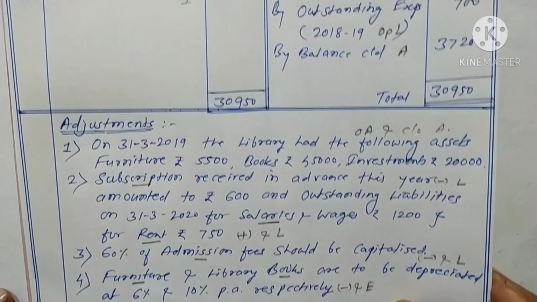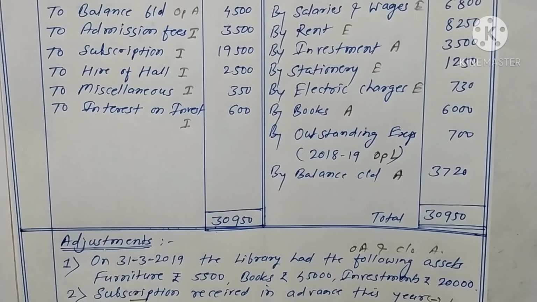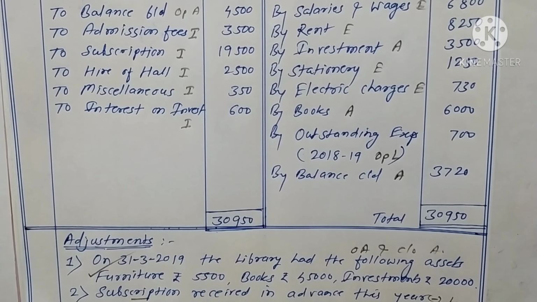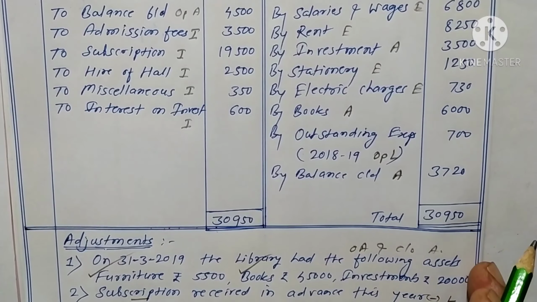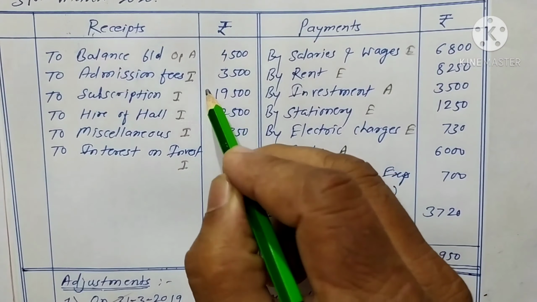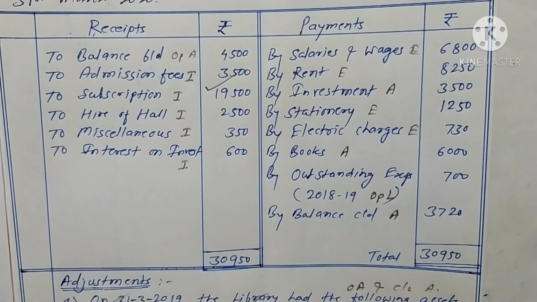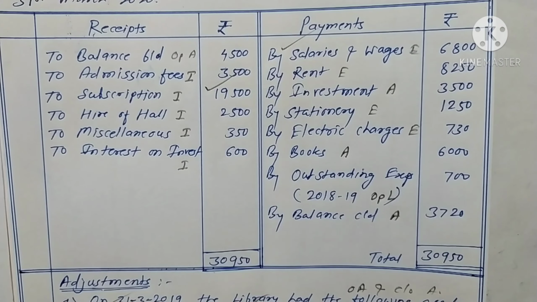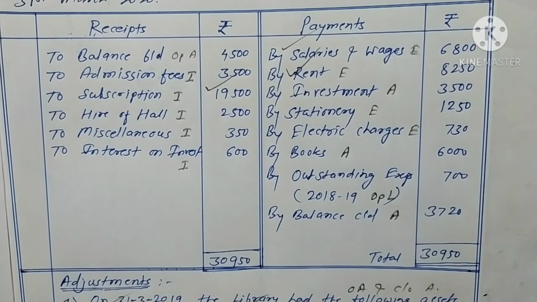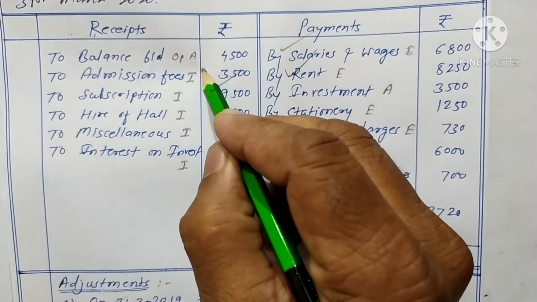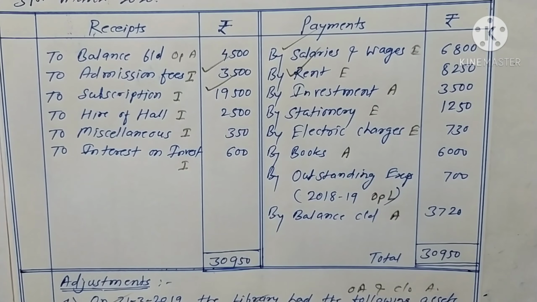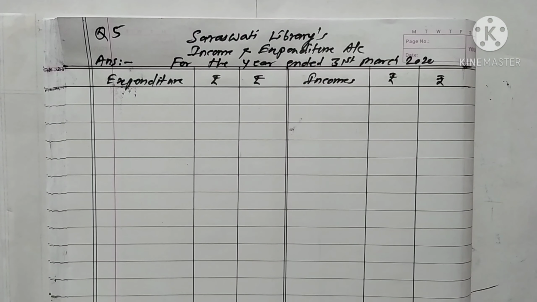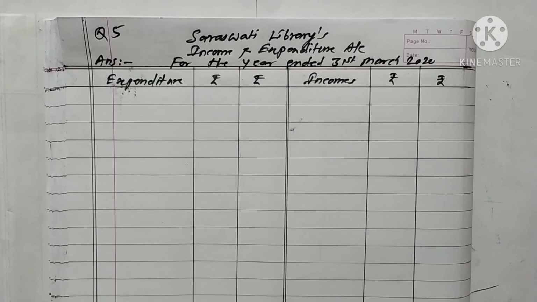Now we take out the figures. First is furniture, library books. Now subscription, here it is. Next is salary and wages. Next is rent and admission fees. These are the adjustments. Now we go to the answer sheet. Answer sheet is like this one.